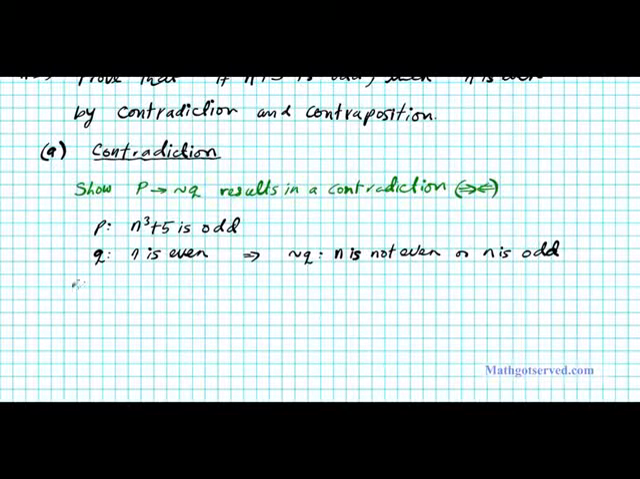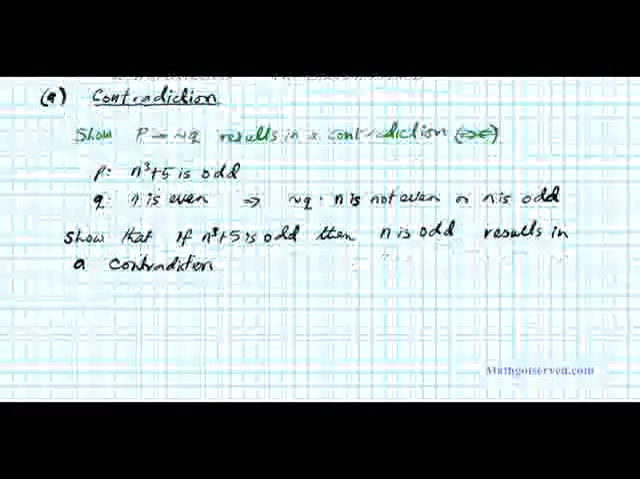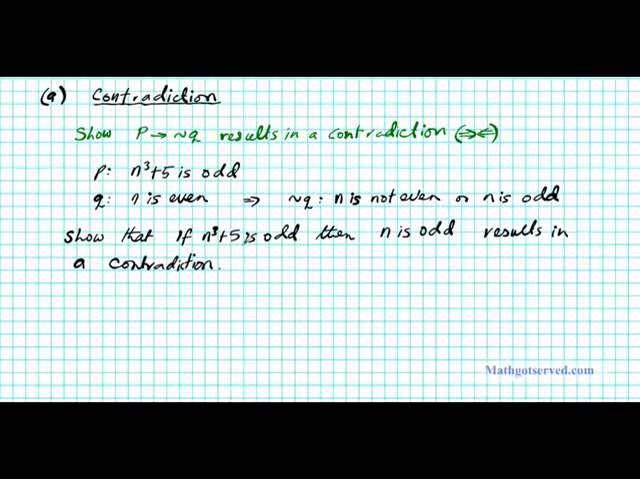All right, so what we want to do in this proof is show that P implies not Q results in a contradiction, or if n to the third plus 5 is odd, then n is odd results in a contradiction. If we can show this, then we're done. All right. So let's start with the left side of our statement.